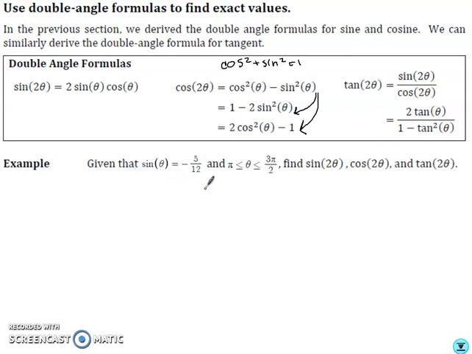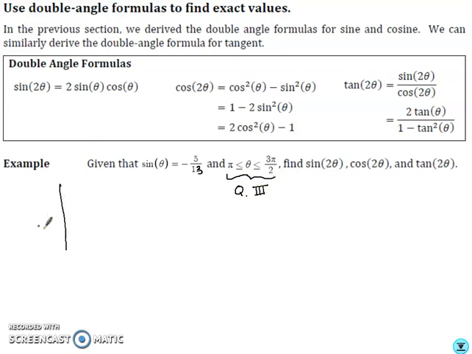So we're going to take a moment to practice this by using the fact that I give you an angle whose sine is negative 5/12. I'm actually going to change that to negative 5 over 13. That's what I intended to write when I typed this out. And that angle is in the third quadrant because I tell you that it is between pi and 3 pi over 2, which means that it is in quadrant number 3.